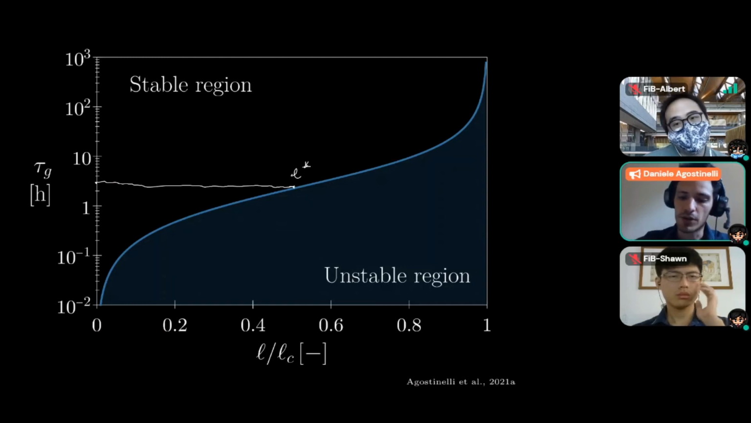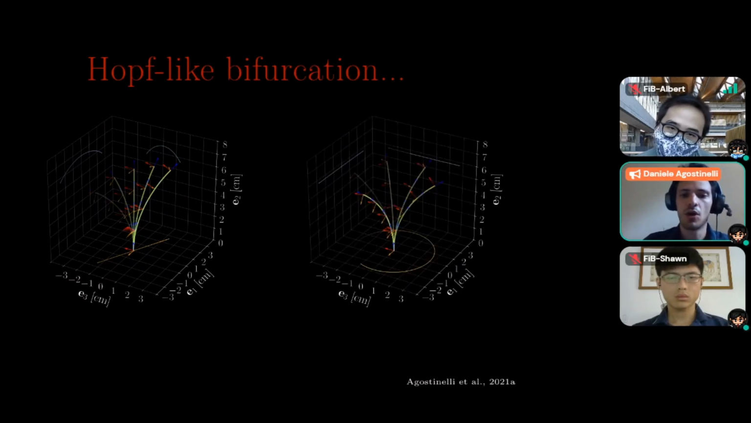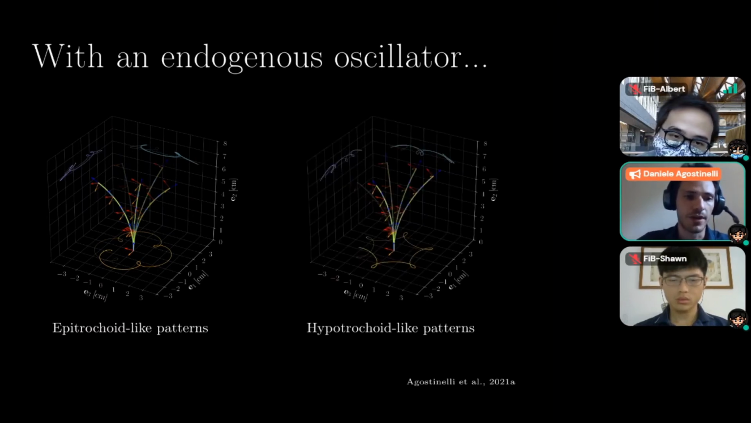So in the nonlinear regime, we observe the emergence of some periodic non-trivial solutions, which is a Hopf-like bifurcation, essentially. So we observe pendular oscillations or circular oscillations according to the initial perturbation that is provided. And these kinds of oscillations remind us of circumnutations of plants. So now if we also consider an endogenous oscillator, we get epitrochoid-like patterns and hypotrochoid-like patterns for supercritical length of the shoot.